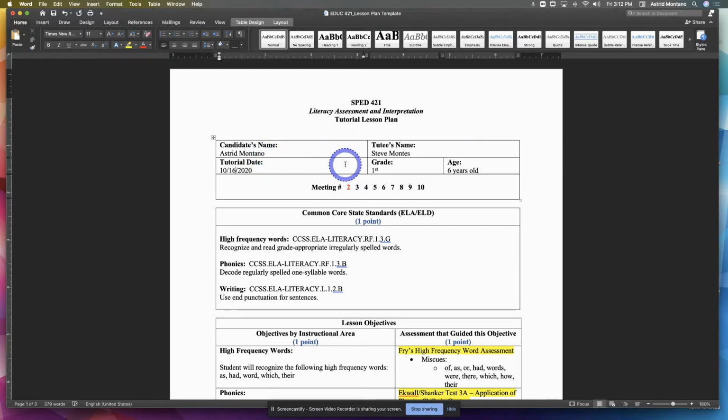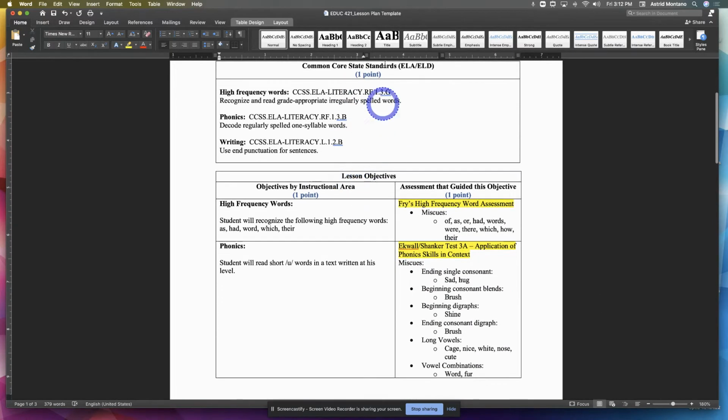So for the sake of this lesson plan, I'm going to pretend that I tested a student. I wrote my name, and the student's name, Steve Montes. The tutorial date, I'm going to pretend that I tested him and I had a tutorial meeting with him today. First grade, 6 years old, and I highlighted what meeting we're in.